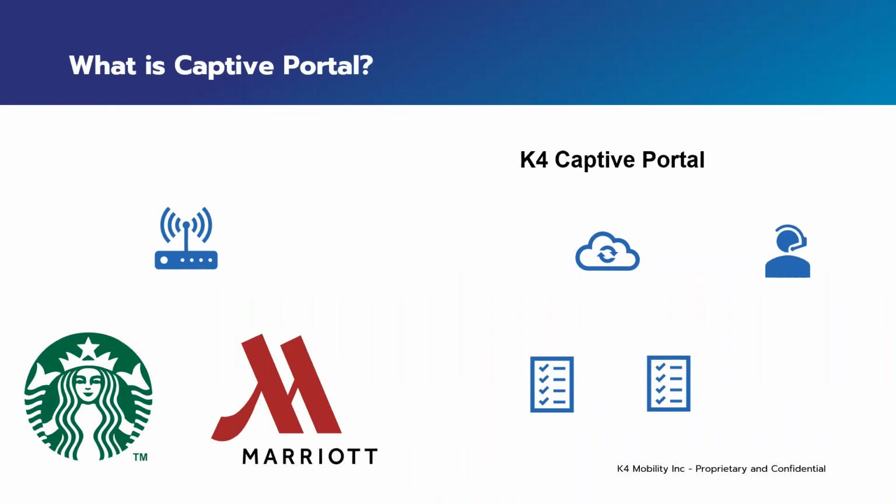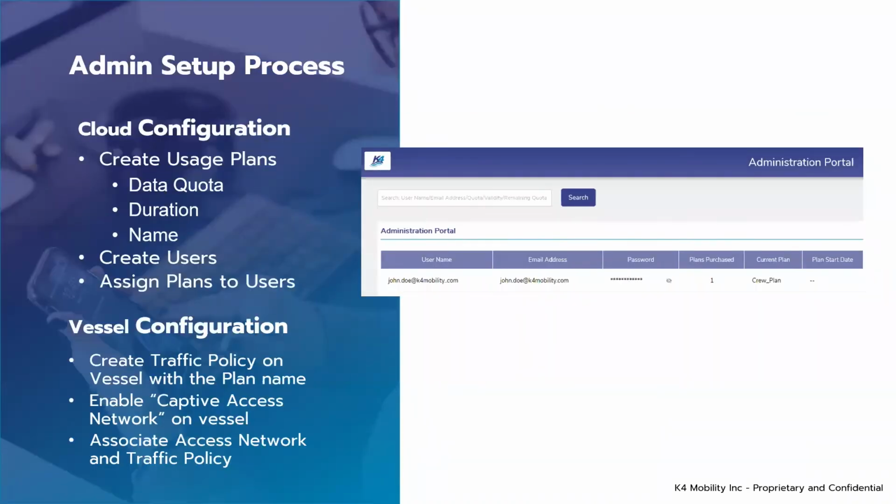So in order to set up the captive portal, there is a process for that. There's a cloud configuration component, and then there's a vessel configuration component. In the cloud, we'll need to create usage plans, which have a name and a duration associated with them, as well as a data quota. So let's say you want to set up a 5-day plan or a 7-day plan for 1 gig, 5 gig, or 10 gig, all of this is customizable. Okay, so you'll need to create that plan.